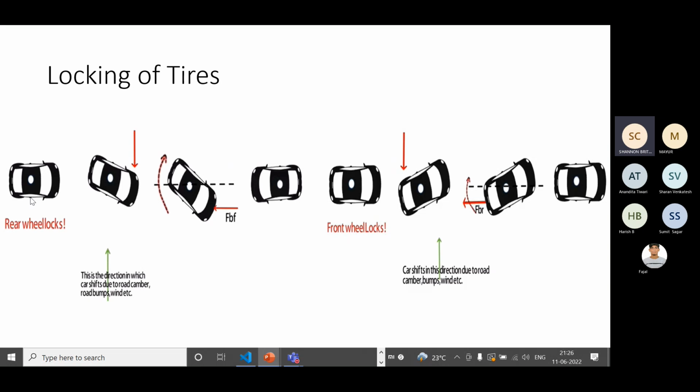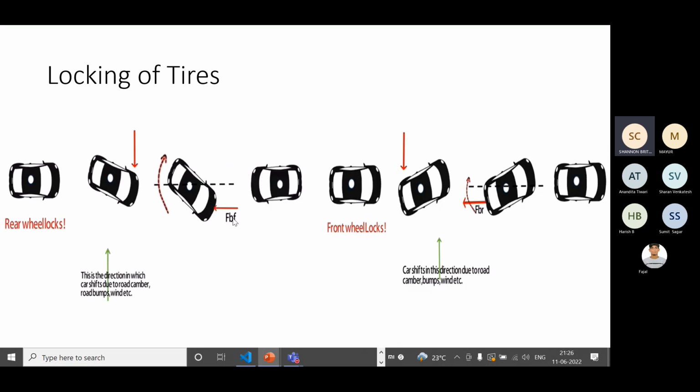First of all, when you lock the wheels, the car will not go in a straight line. It will start experiencing a force like a centrifugal force. This is mainly because of the road camber, the road bumps, and the wind. This shifts the car from straight-line motion to inclined motion. Since the rear wheels are locked, there will be no force acting from them. So the front wheels will try to oppose this force by giving a counteractive force. This force will start acting here. Now the car will move in the direction of this force.